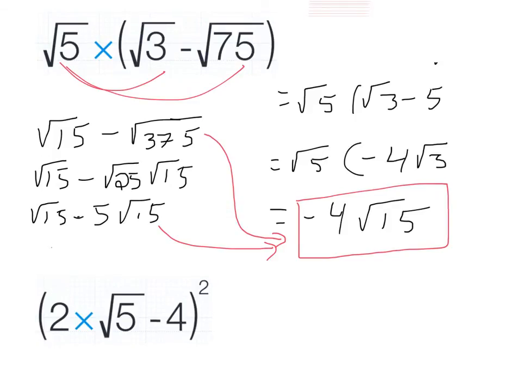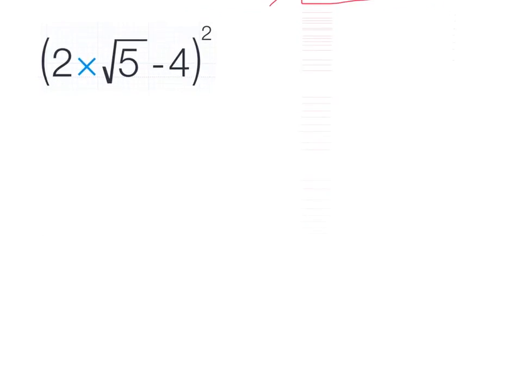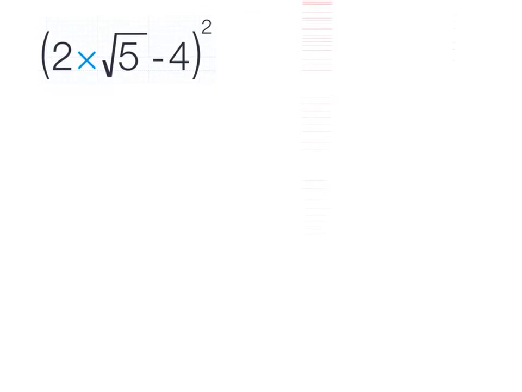All right, we have one last problem to look at. Here we have a 2 square root of 5 minus 4, and we're squaring that. Probably the easiest way to deal with this is to remind ourselves of what it means to square something, which would be to set it so that it's multiplying itself. That's 2 square root of 5 minus 4 times 2 square root of 5 minus 4.